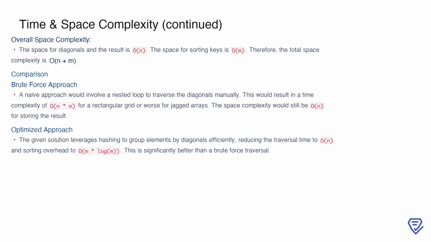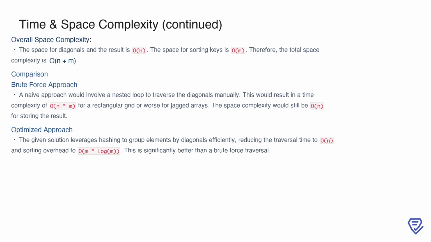The overall space complexity of the function is determined by the sum of the space for storing diagonals, the result list, and the temporary space for sorting. With O(n) for the diagonals and result combined, and O(m) for sorting keys, the total space complexity becomes O(n + m). Comparing this to a brute force approach helps highlight the efficiency of the optimized solution.